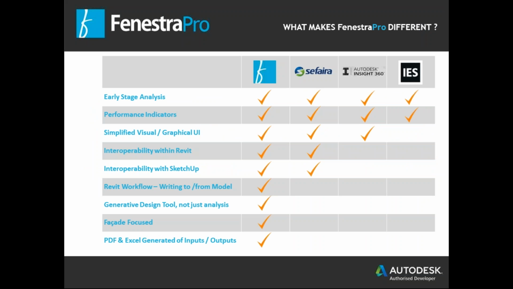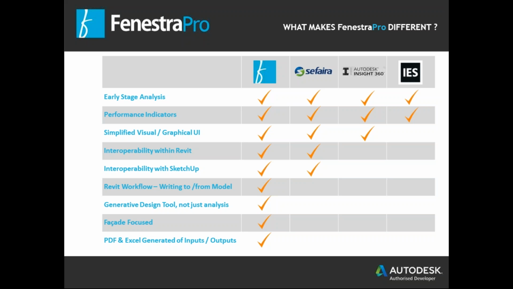Now, let's take a look at what makes Finestra Pro different from its competitors. Clearly, on the left-hand side, you can see Finestra Pro is the first column here, and not only does it take early stage designs, it goes all the way through, most importantly, into the Revit workflow. What's critical here in comparison to our competitor, Safaria, is that Finestra Pro actually works within Revit and writes to the model and pulls information back and forth from the model. You'll see that during our little hands-on presentation.